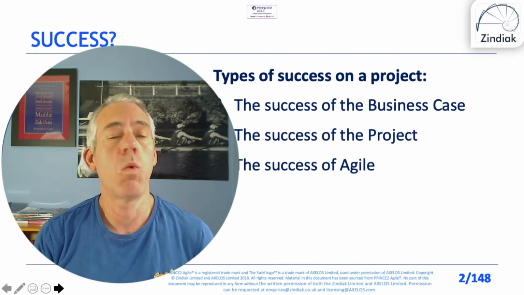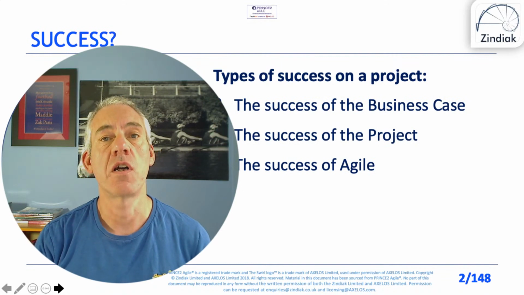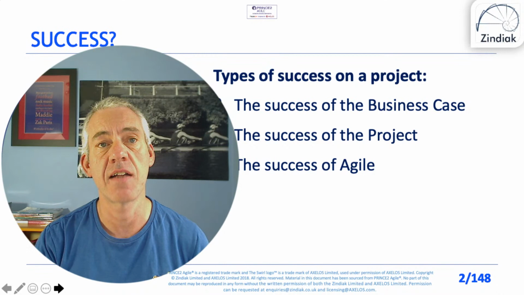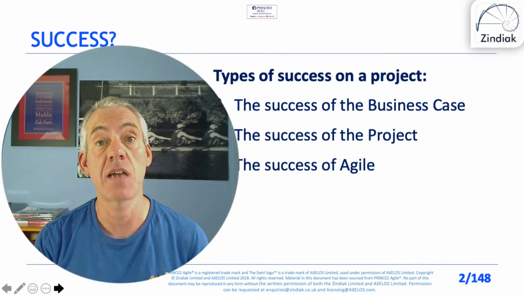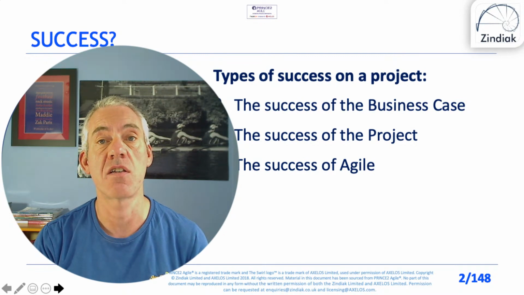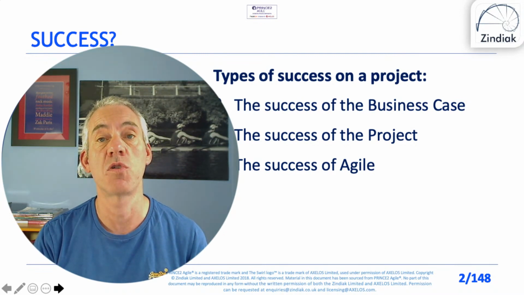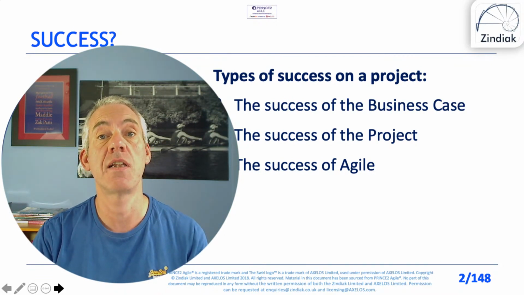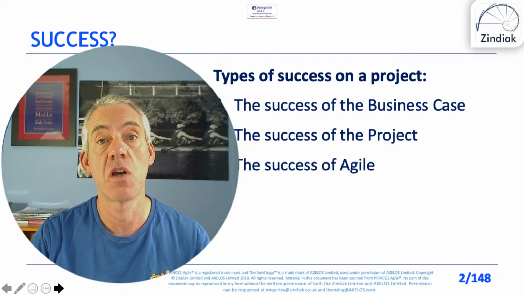So why would we use PRINCE2 Agile? What are we trying to achieve? Well, PRINCE2 Agile is designed for use on projects, and what we want is obviously a successful project. And there are three key types of success on the project. So the first and most important is obviously the success of the business case. Does the project deliver value to the business, to the customer?